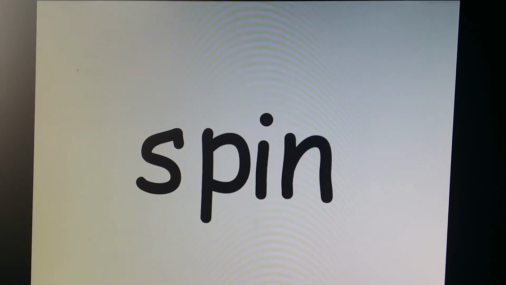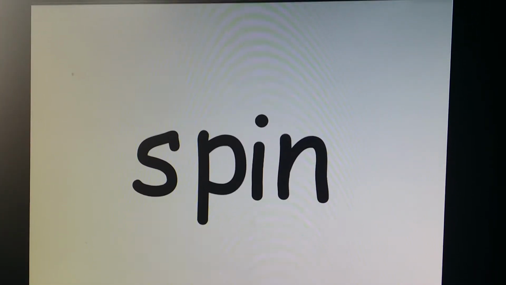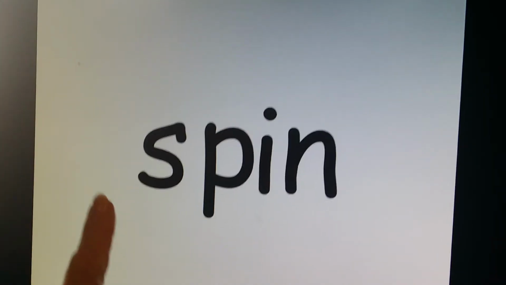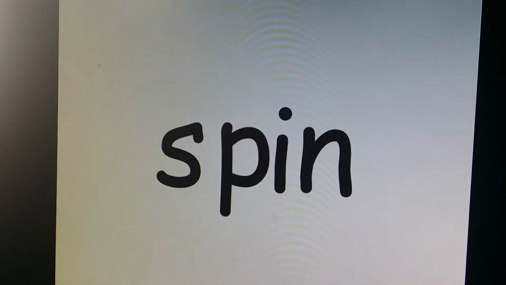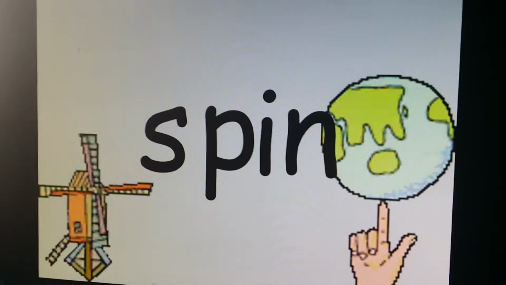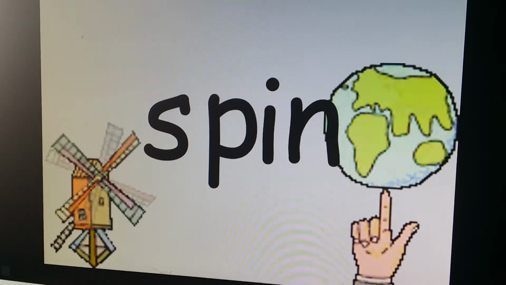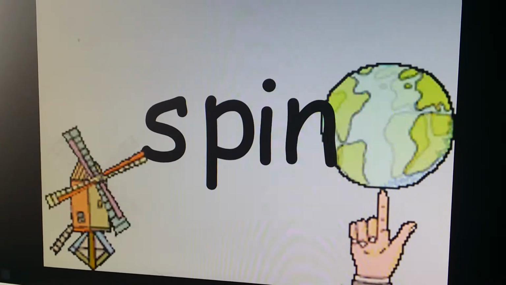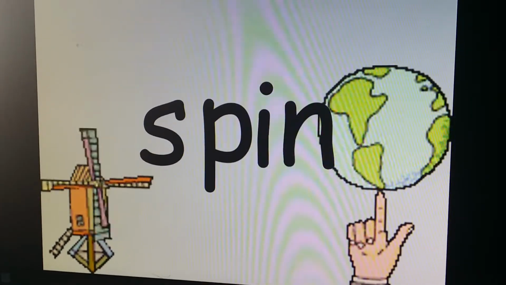Whoa! We'll keep those same letters, but we'll change them around. Now it's going to be sp. In, spin. A windmill will spin when the wind blows it, and our earth will spin around.